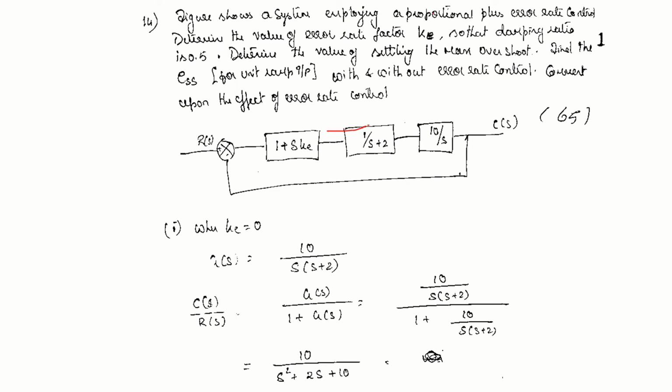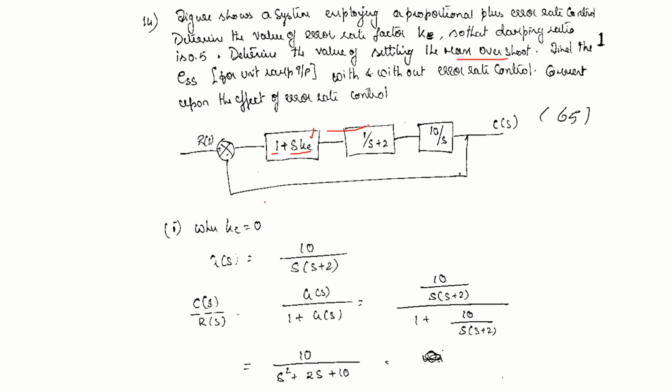Figure shows a system employing a proportional plus error rate control. Proportional is this, error rate controller is this. Determine the value of error rate factor K so that the damping ratio is 0.5. Determine the value of settling time and maximum overshoot. Find the steady state error for unit ramp input with and without error rate control. Comment upon the effect of error rate control.